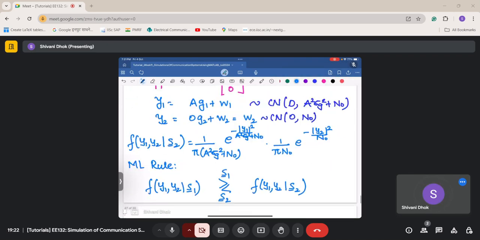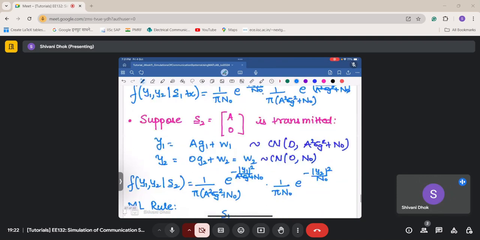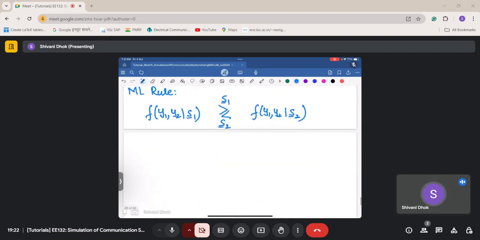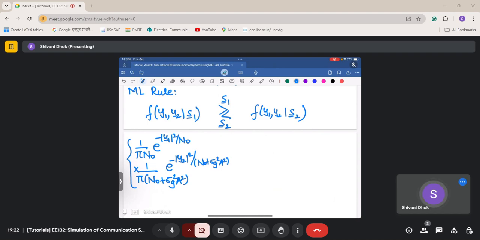Okay, so let us try to solve this part then. What is f of y1 comma y2 given s1? It is this factor here, so this is equal to 1 over pi n naught into e power minus y1 square by n naught, multiplied by 1 over pi times n naught plus sigma g square a square into e power minus mod y2 square divided by n naught plus sigma g square a square.